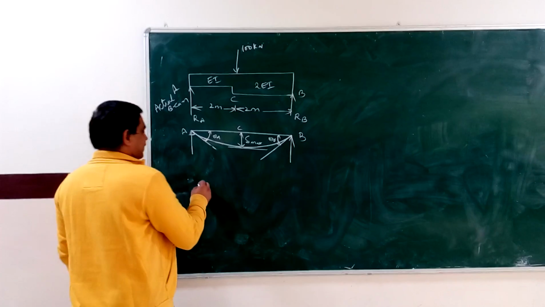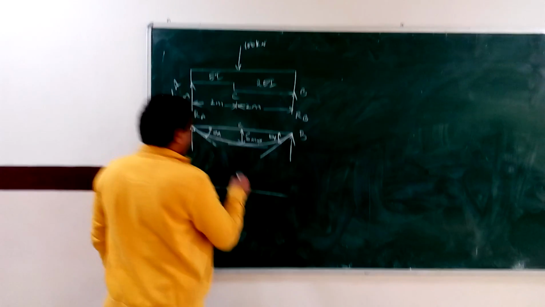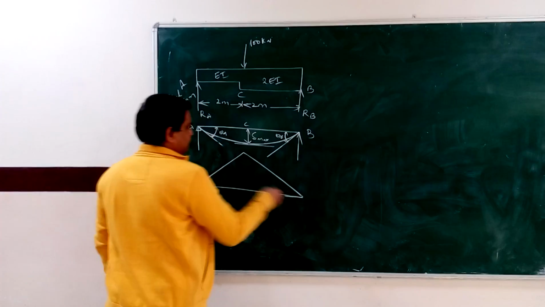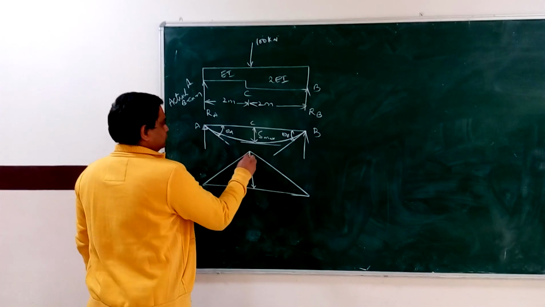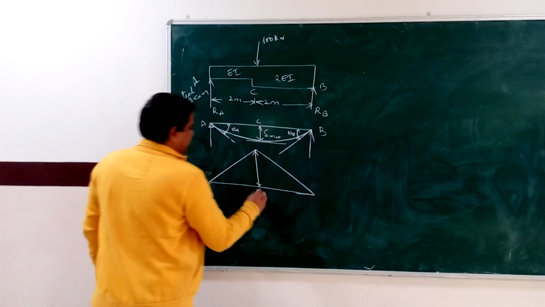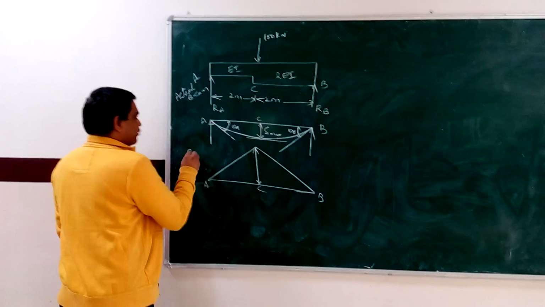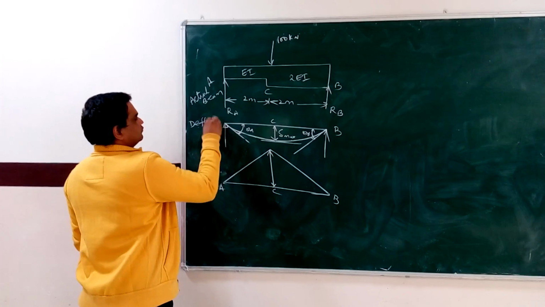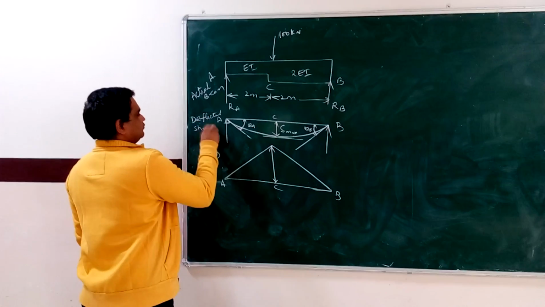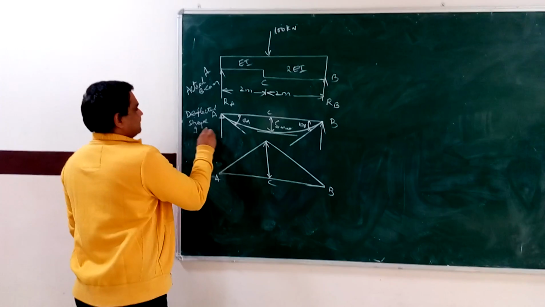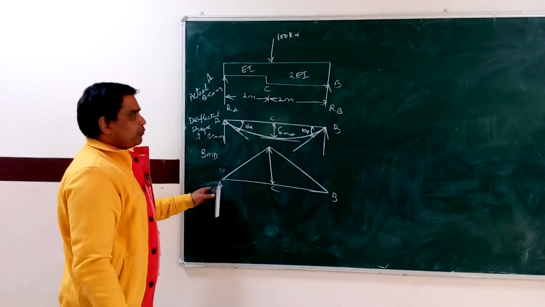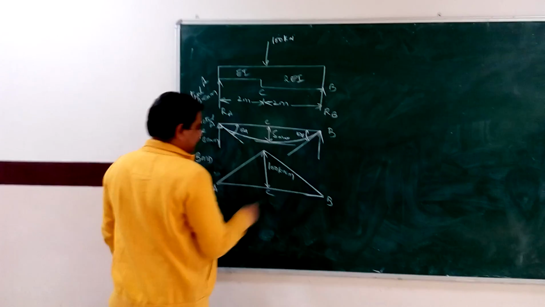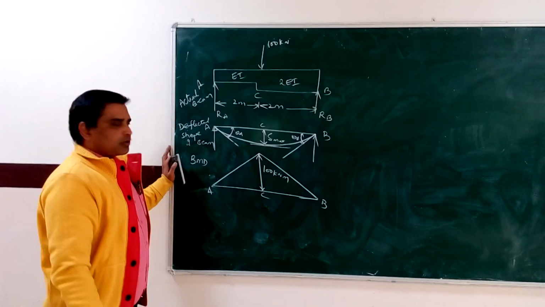And now we have to draw the bending moment diagram for the simply supported beam carrying a point load. This is the bending moment diagram, and this is the deflected shape of the beam. And this is the bending moment diagram, with maximum bending moment at the center. It's 100 kilonewton meter.